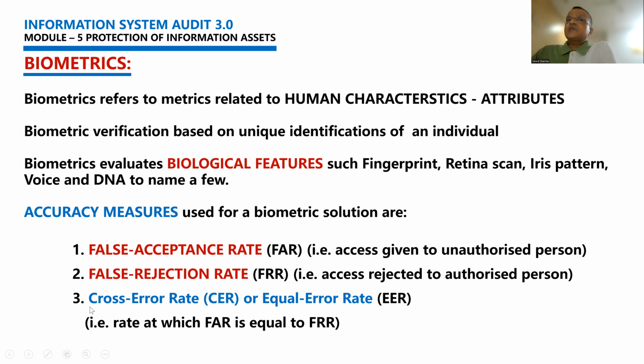And next is the cross error rate, also known as CER, or equal error rate. That is the rate at which the false acceptance rate is equal to the false rejection rate. That means suppose if I'm pressing 10 times, I'm not being authorized, and 10 times I'm authorized. So that is the cross error rate. I'll be explaining it all later.